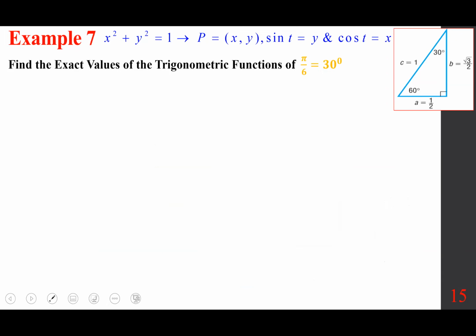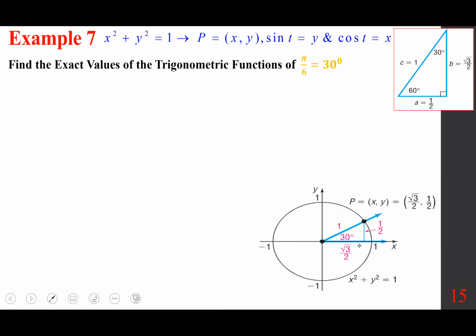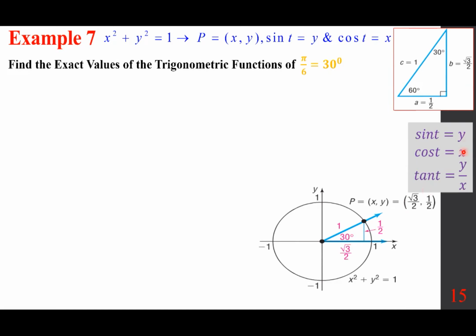Let's do that for 30 degrees, and we can look at it in this format. So this is still 1. This is square root of 3 over 2. This is 1/2. And now, again, the x coordinate represents the cosine, the y coordinate represents the sine, and if we divide y by x, we get to the tangent. So starting with the sine, which is the y coordinate, is 1/2. So sine of 30 degrees or pi over 6 is 1/2.